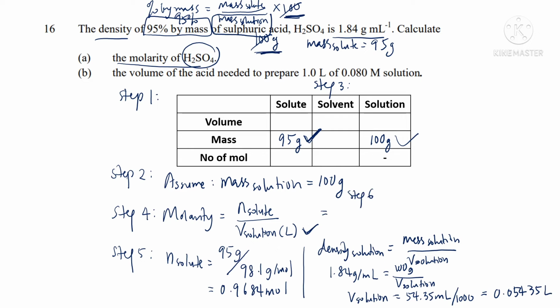0.05435 liter. In step number 6, we substitute what we have found in step number 5 into the formula, so 0.9684 mole of solute divided by volume of solution in liter, 0.05435 liter, to give us the molarity of sulfuric acid as 17.82 mole per liter.